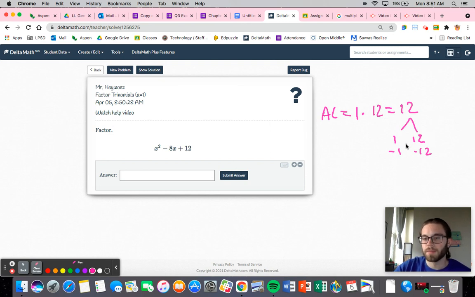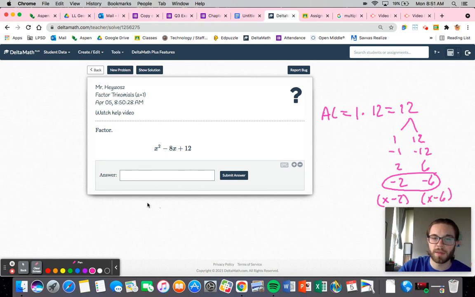Obviously, this isn't going to work. 2 and 6. You might be tempted again to put this, but we want -8, so I need -2 and -6. Now, because A is 1, you know your answer is going to be x minus 2, x minus 6.